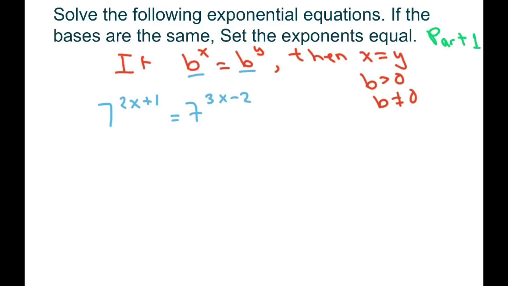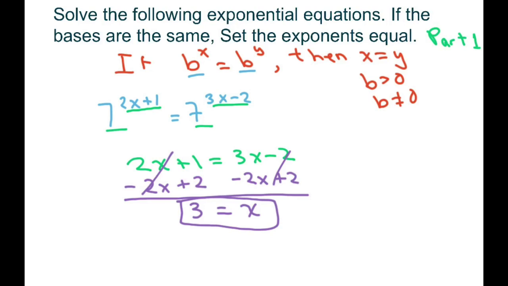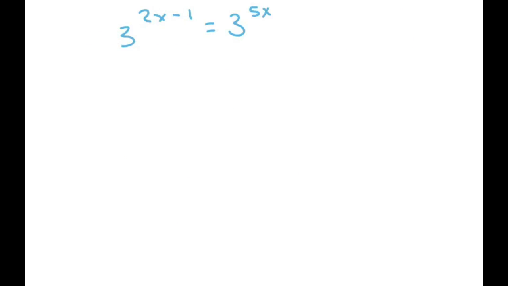So we get started, our bases are already the same, so we can just set our x equal to our y, and then we're going to solve for x here. So I'm going to do multi-step. I'm going to subtract 2x from both sides. I'm going to add 2 to both sides. And that cancels and this cancels, so what we get is 3 equals x. And that's your answer.